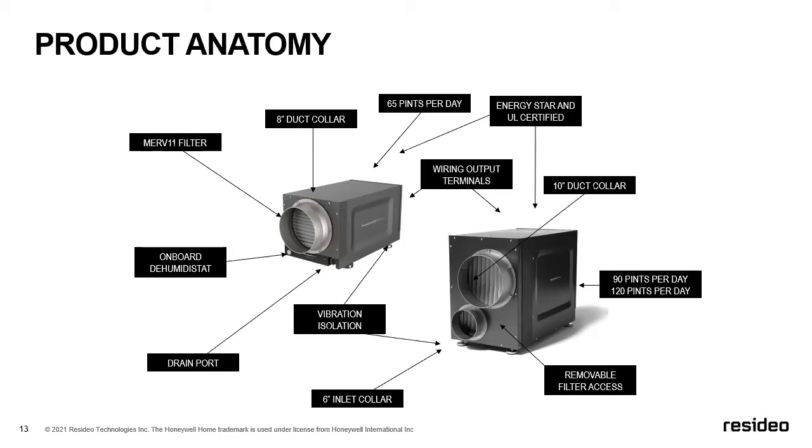The MERV 11 filter, if you look there on both machines, right next to the collar, you'll see a magnetic strip. Pretty innovative idea, trying to make filter changes as simple as possible for the homeowner or the contractor. If they've got a maintenance agreement and are going to be providing filter changes, you just remove the magnetic door, slide filter in, filter out, no tools needed to do filter changes.